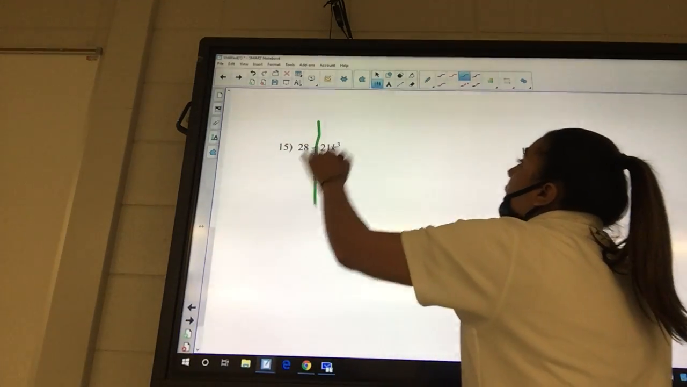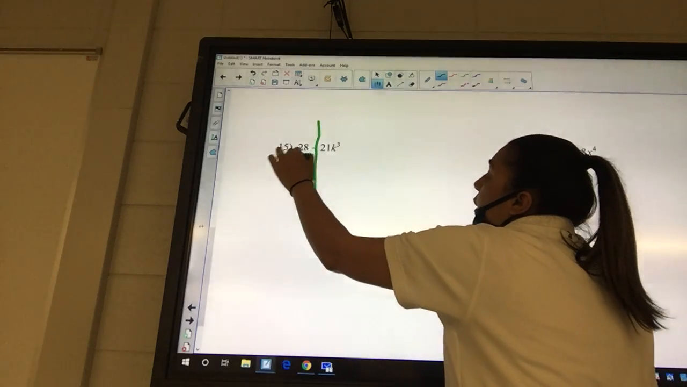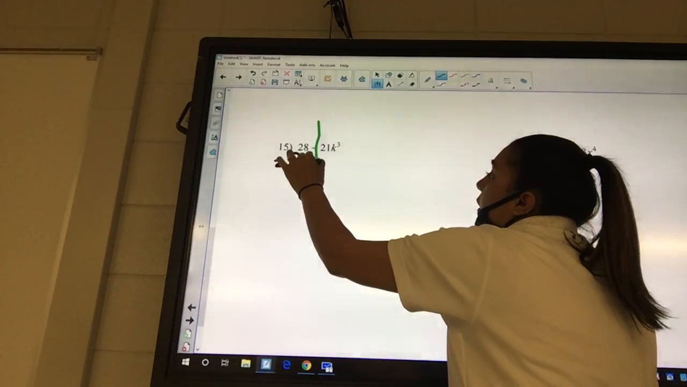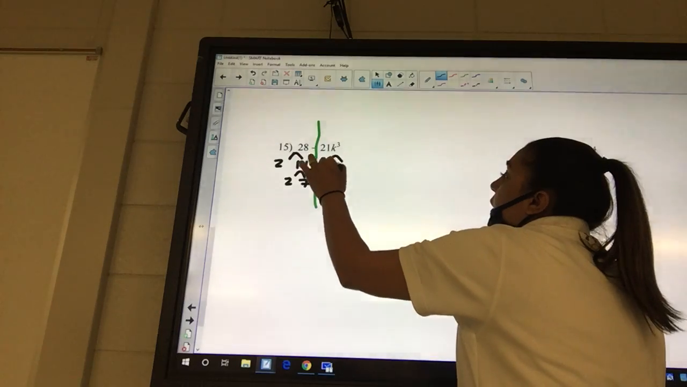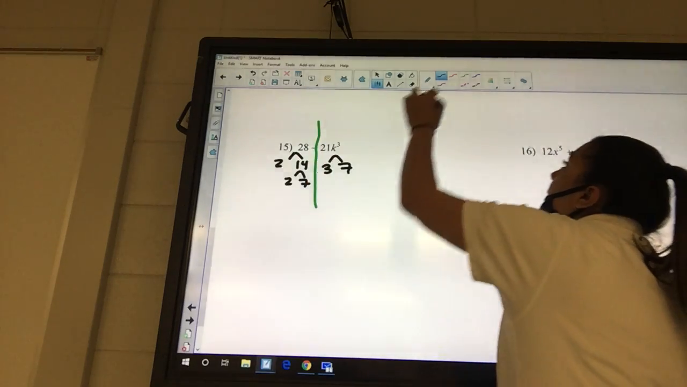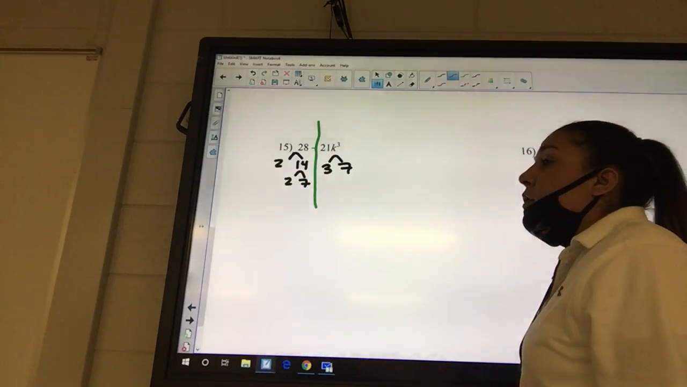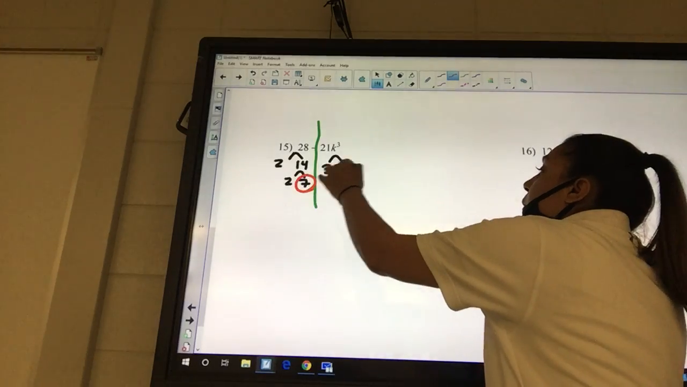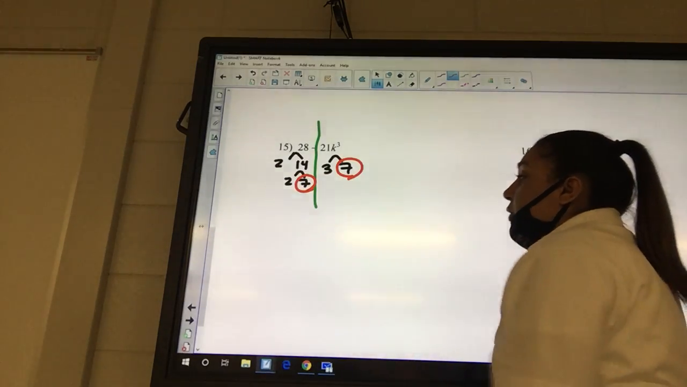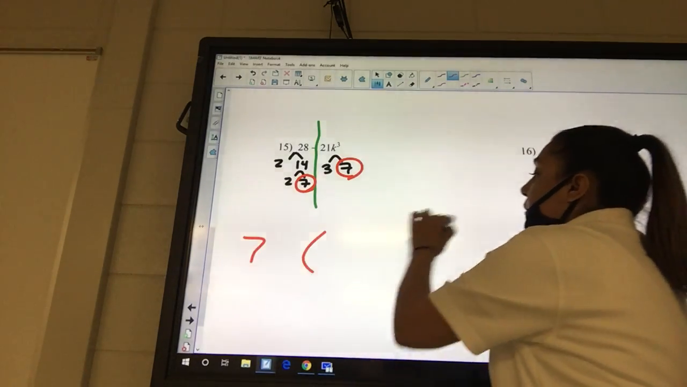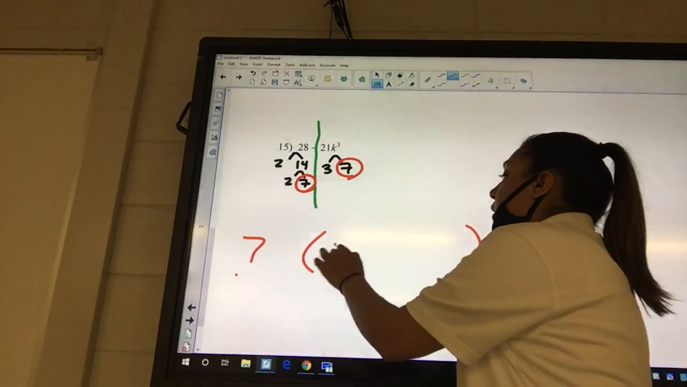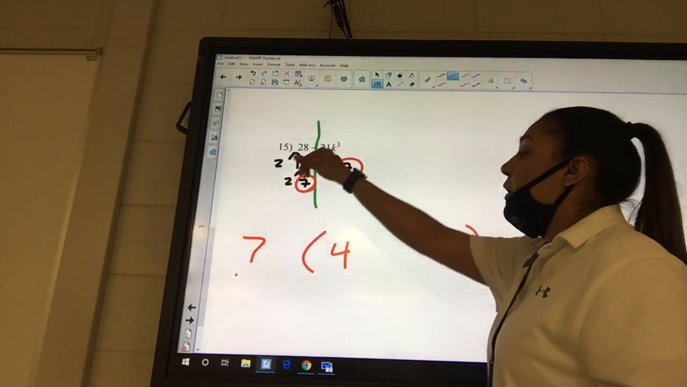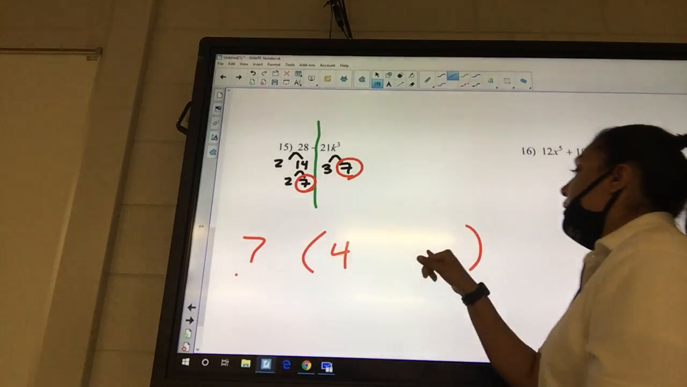Okay, number 15, we got 2 and 14, 2 and 7, and I got 3 and 7. So we got a 7 for matchies, and so that's what we can pull out. So I got 28 divided by 7 is 4. 21 divided by 7 is 3.